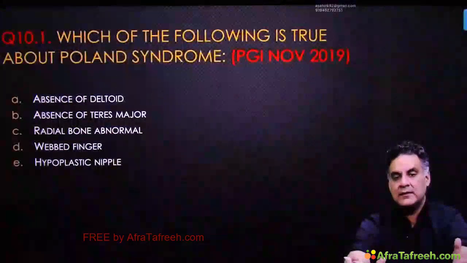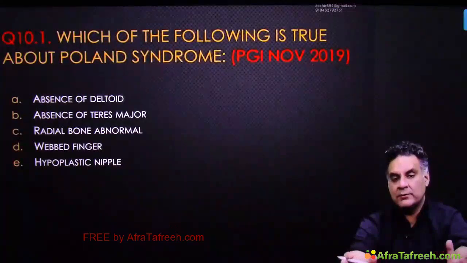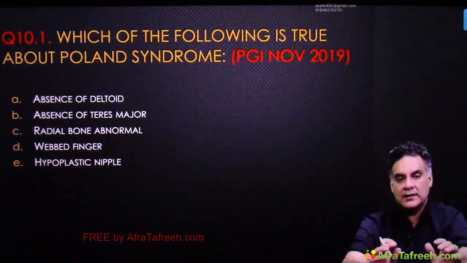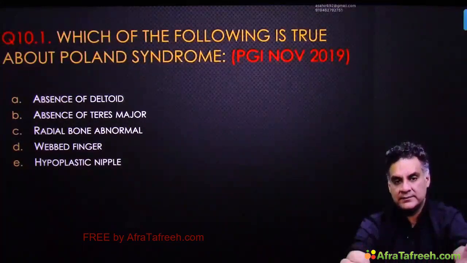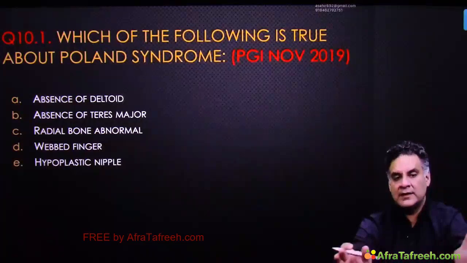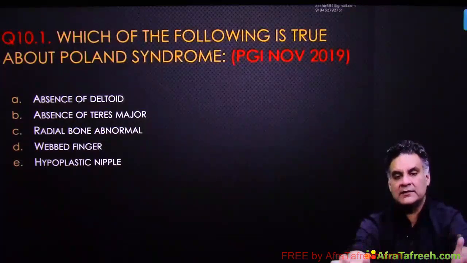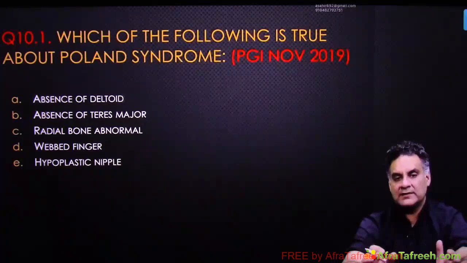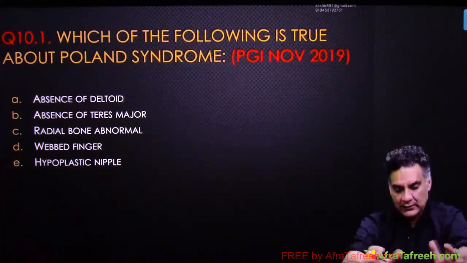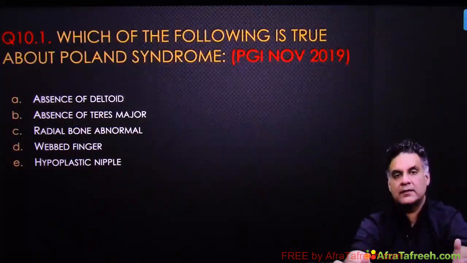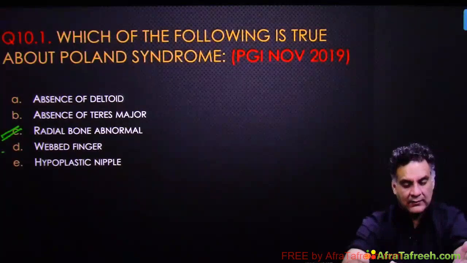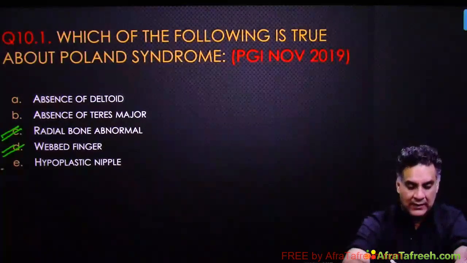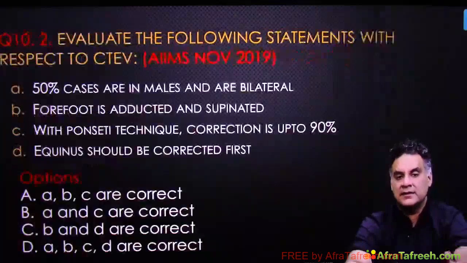Question number 1. Which of the following is true about Poland syndrome? There can be absence of deltoid, absence of teres major, radial bone abnormality, webbed fingers, hypoplastic nipples. So when you look at Poland syndrome, you can have the radial bone abnormalities, you can have the webbed fingers, or you can have the hypoplastic nipples.